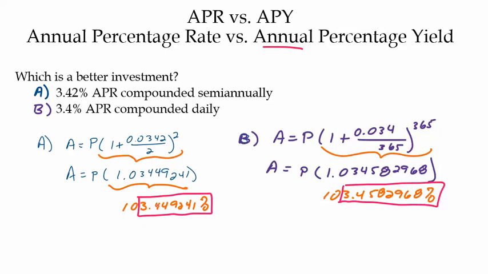And that's the difference between APY and APR. APY takes into consideration the compounding, and it tells you your actual yield. Right? This 3.4% compounded daily, you didn't yield 3.4%, even though that's what it said. In a year, you yielded 3.458%, a little bit more than that because of the compounding. So it's really important to understand the difference between these two types of percentage.